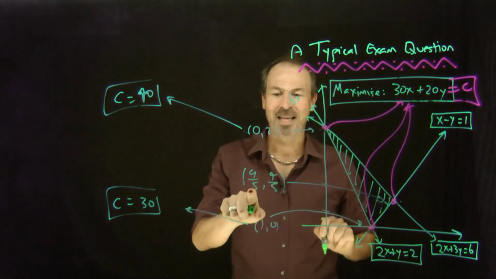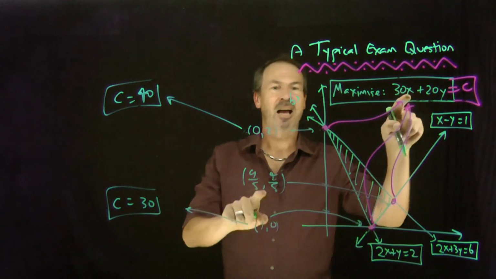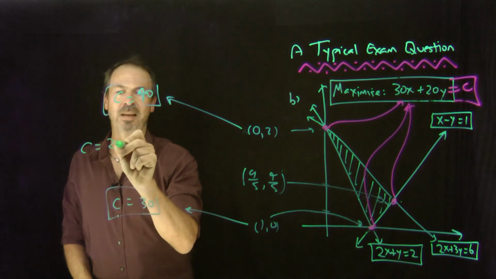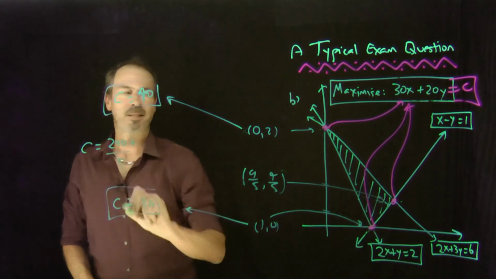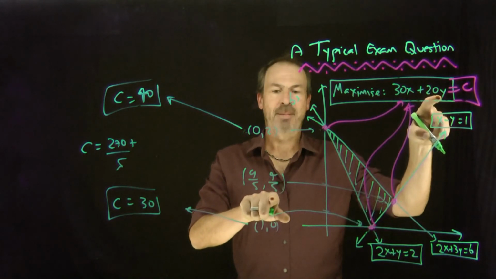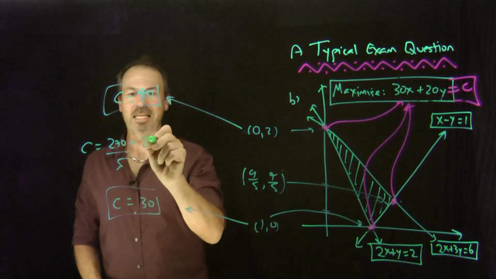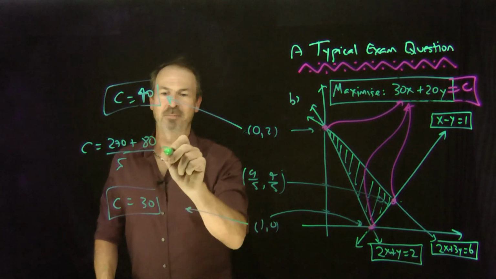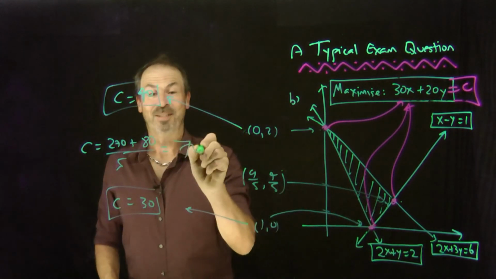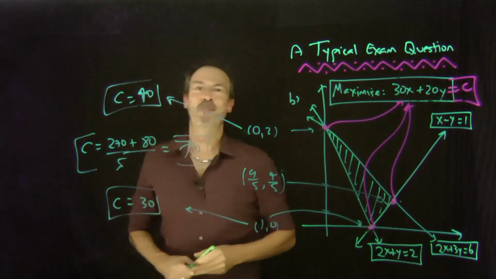Let's find out. X is 9/5. C will be 30 times 9/5. That's 270/5. Plus 4/5 times 20, plus 80/5. 270/5 plus 80/5 gives me 350/5. That's 70. Better.